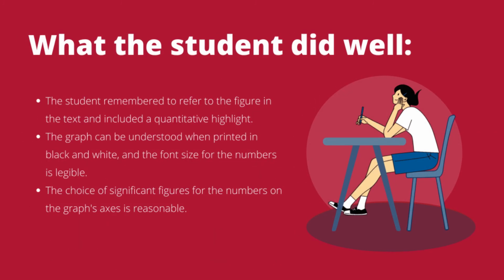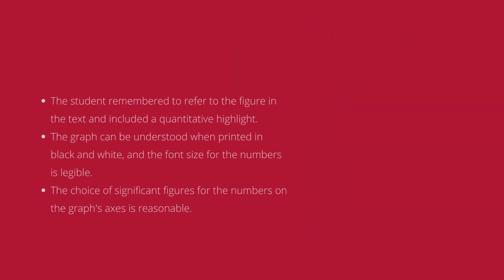Here are a few things that the student did well. The student remembered to refer to the figure in the text and included a quantitative highlight. The graph can be understood when printed in black and white, and the font size chosen for the numbers is legible. Finally, the choice of significant figures for the numbers on the graph's axes is reasonable. Let's look at another example.